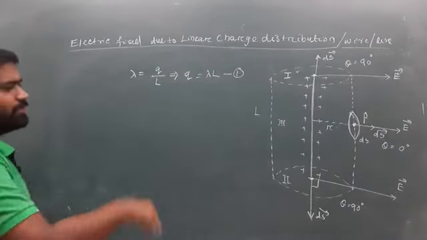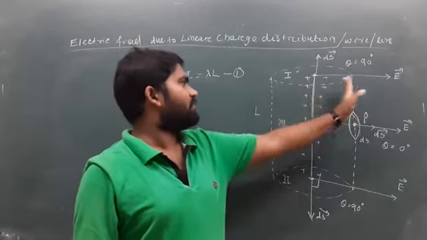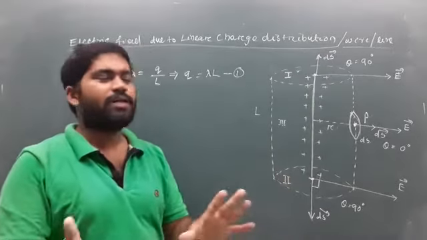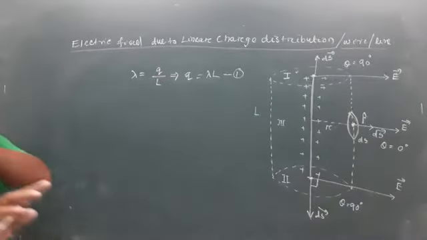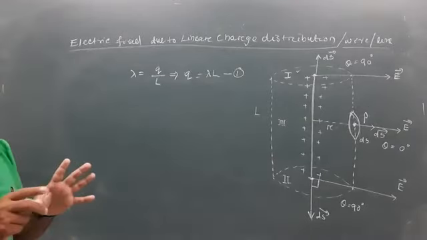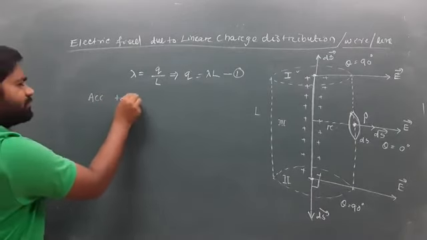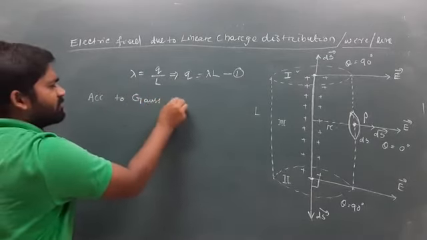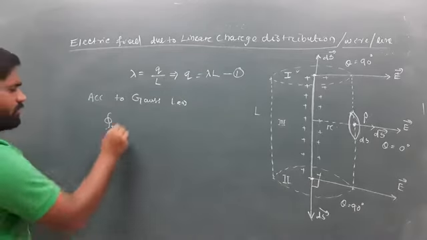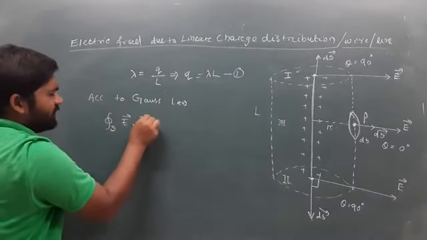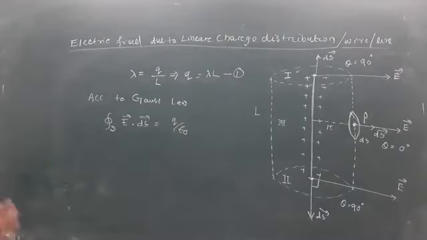If we use Gauss's theorem to find the electric field, then for this Gaussian surface the total charge will be Q, because the line is totally covered by the Gaussian surface. So inside the Gaussian surface the total charge enclosed is Q. According to Gauss's law, for the Gaussian cylindrical surface, the closed integral of E dot dS equals Q by epsilon naught, because that Gaussian surface contains a total Q amount of charge.